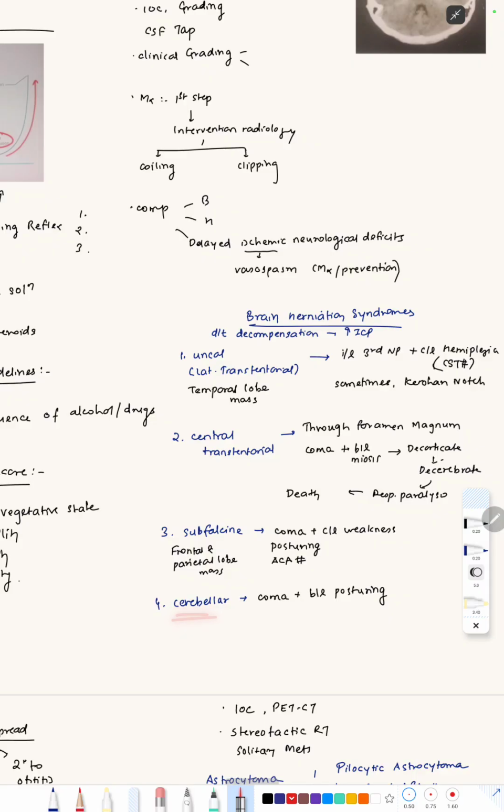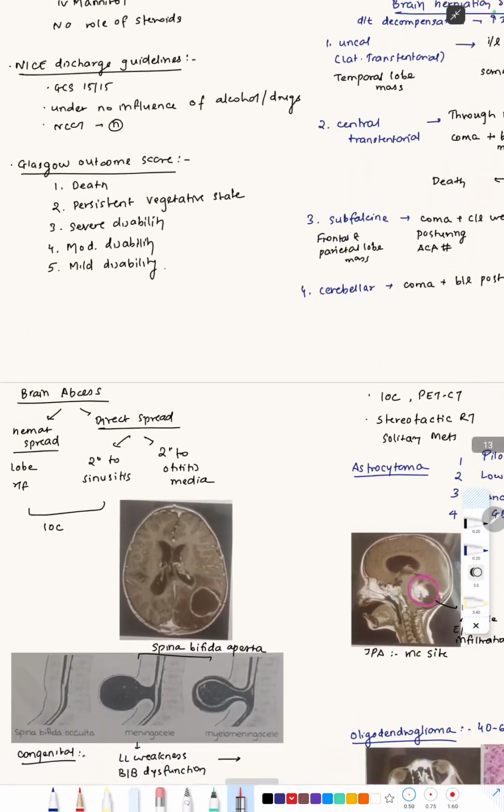Cerebellar herniation will lead to cerebellar signs, that is ataxia and all those. And apart from that, coma and bilateral posturing are also seen. So this is all about the brain herniation syndromes.